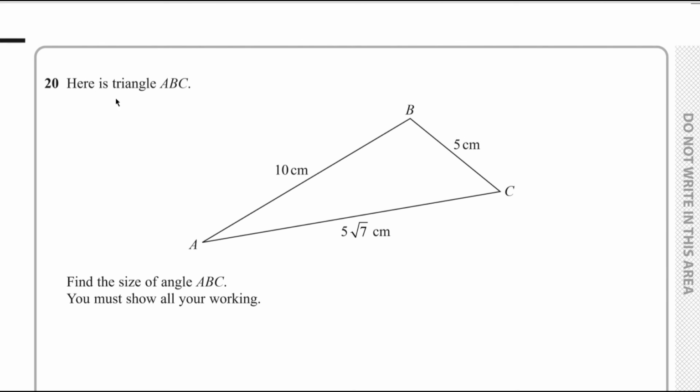Question number 20. Here is a triangle ABC. We have to find the size of the angle ABC. You must show all your working. ABC is this angle here. Let's label it X. We've got the length AB being 10 centimeters, the length BC being 5 centimeters, and the length AC being 5√7 centimeters.